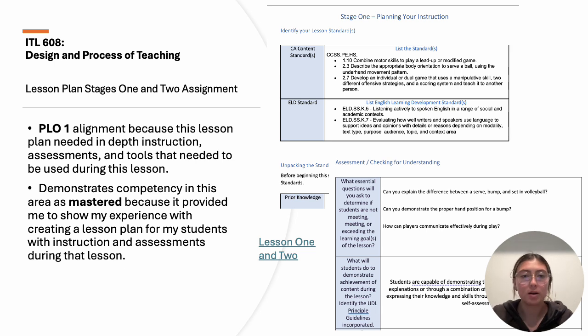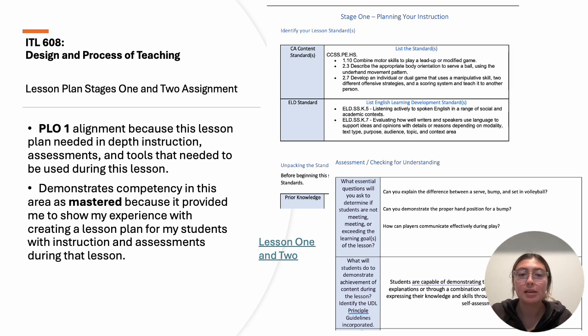So my next one was the course ITL 608, Design and Process of Teaching, and the artifact that I chose was the Lesson Plan Stages 1 and 2 assignment. This assignment aligns with PLO 1 because this lesson plan needed in-depth instruction, assessments, and any tools that needed to be used during this lesson.